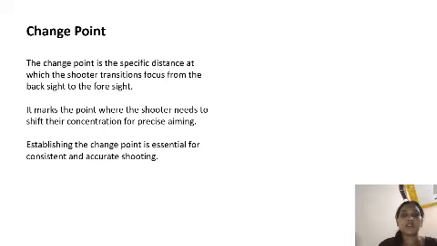Change point. Change point is the specific distance at which the shooter transitions focus from the backsight to the foresight. It marks the point where the shooter needs to shift their concentration for aiming. Establishing the change point is essential for consistent and accurate shooting.